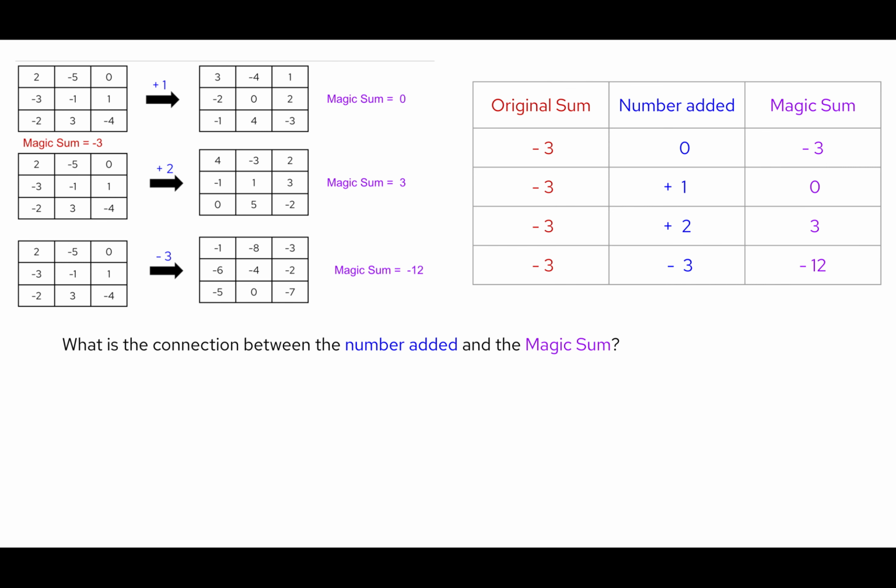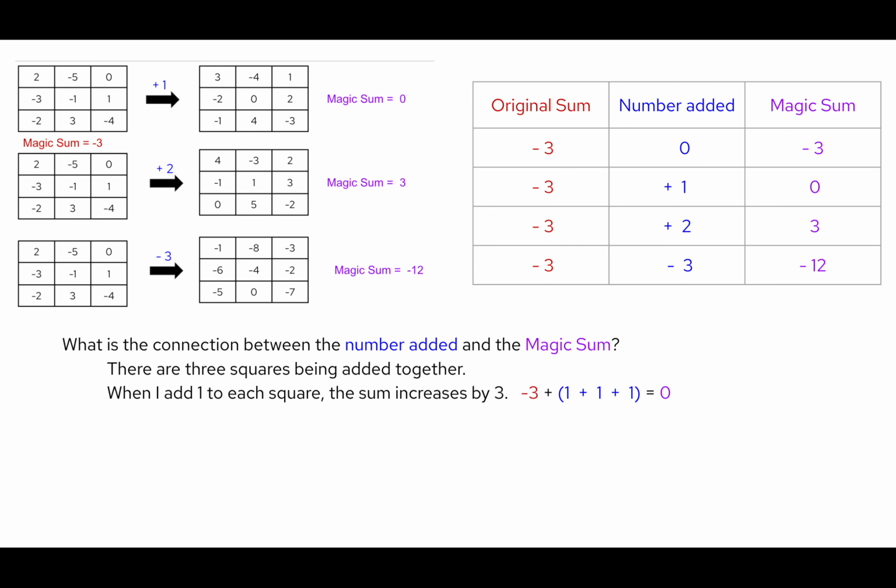So what is the connection between the number added and the magic sum? You might want to pause here for a moment and see what kind of ideas or conjectures you can come up with. So here's some things that I noticed. I noticed that there are 3 squares being added together. So we always have to add 3 squares to get our magic sum.